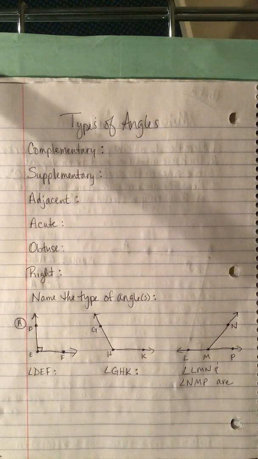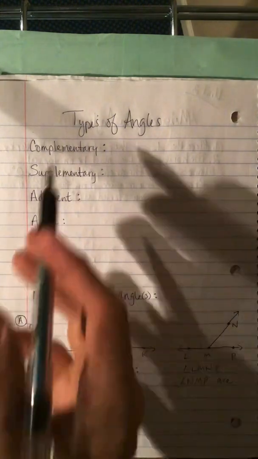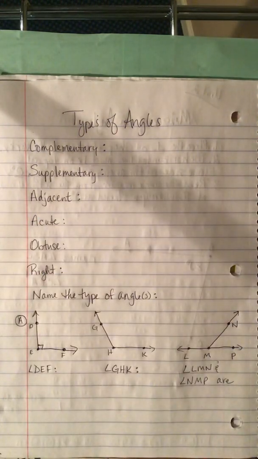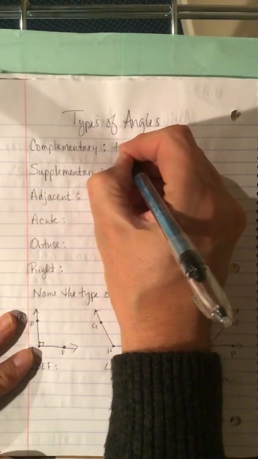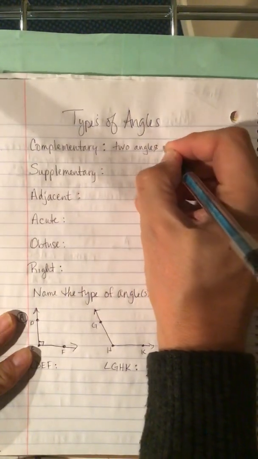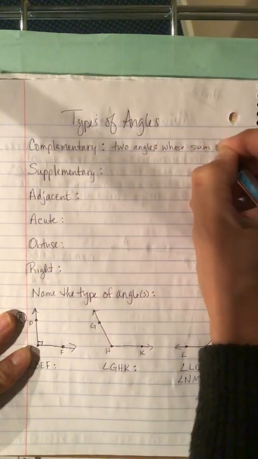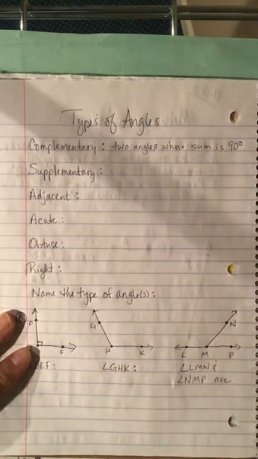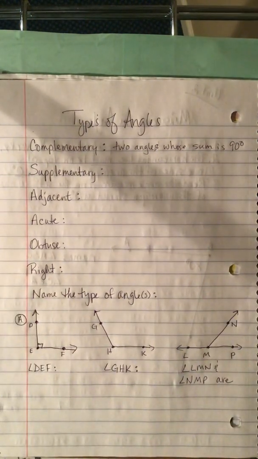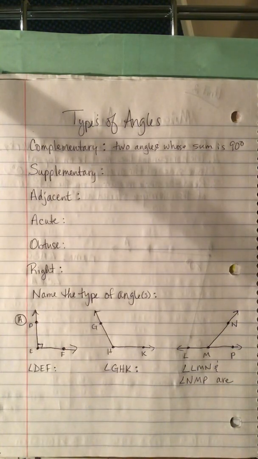All right, guys, just a few quick definitions here about some different types of angles that we have. We saw this on our Math is Fun website, but we're just going to review real quick. Complementary angles are two angles whose sum is 90 degrees. Complementary, okay? Complementary angles, 90 degrees, we know that is a right angle.